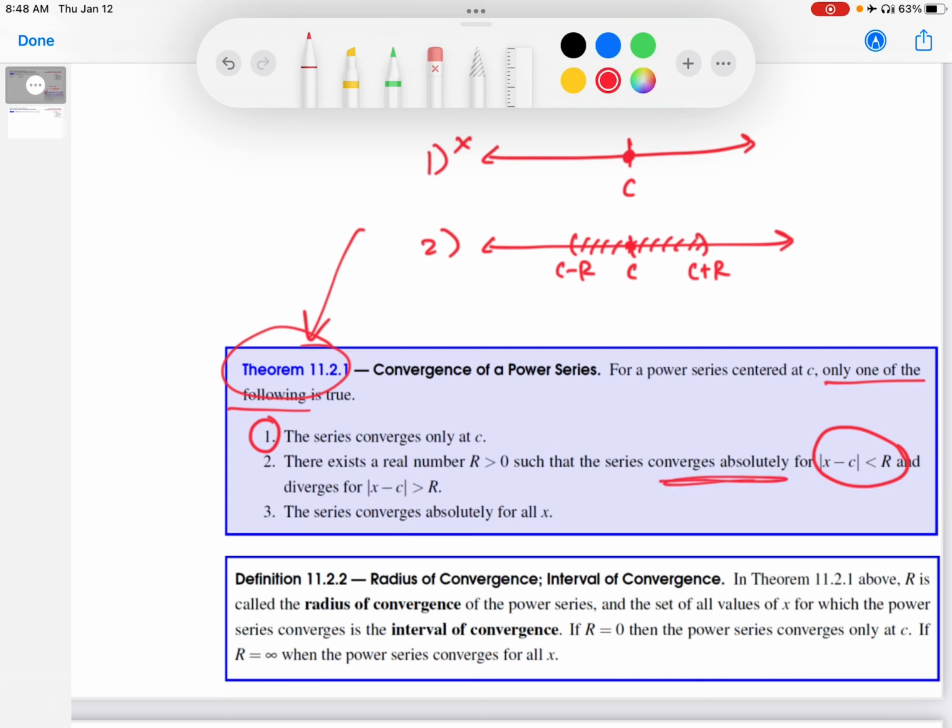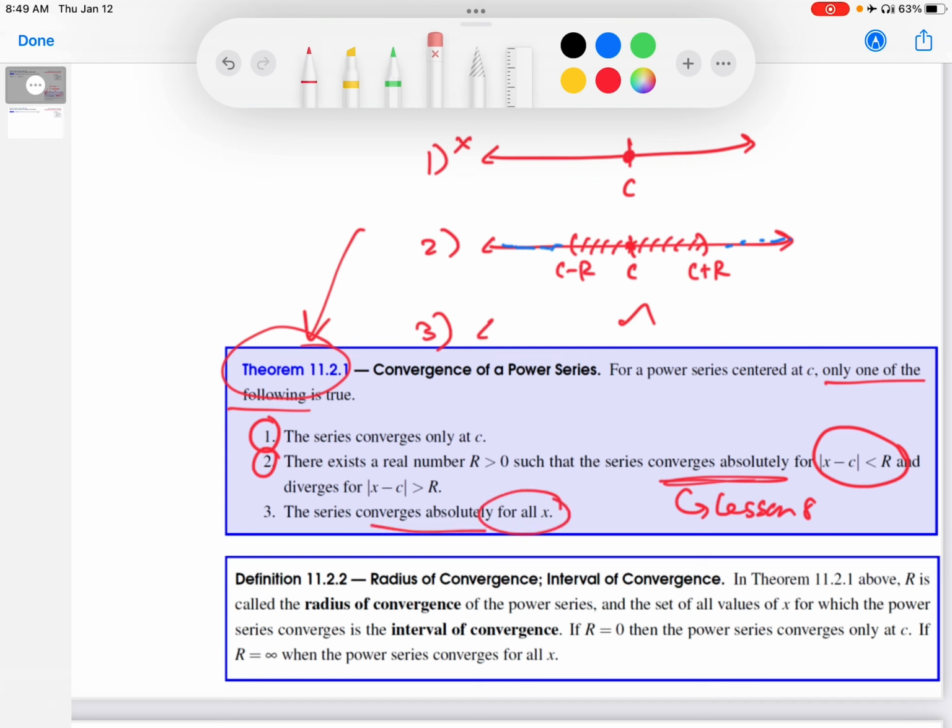That's very nice convergence. And I'll send you to lesson 8 and the videos there to review what absolute convergence means. Long story short, it means that the series of absolute value terms, the series you get by taking the absolute value of all the terms, converges. That's what converges absolutely means. Okay, so this second case says the series converges in this interval, and diverges for all x values outside. All right, and then number 3, it says converges absolutely for all x.